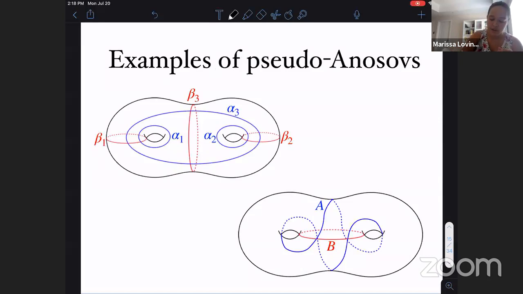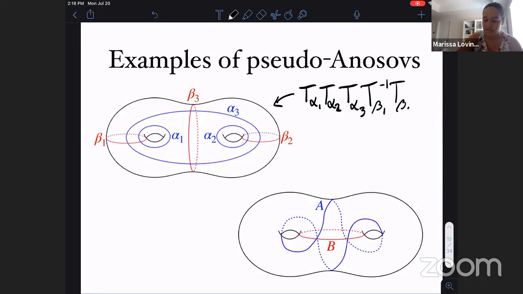And so here, the pseudo-Anosov that I mean when I draw this picture is, you take a Dehn twist about your curves alpha, right? So we take a product of these Dehn twists, and then we take the product of the Dehn twists about my beta curves, and we just take these inverses. So this is a pseudo-Anosov.